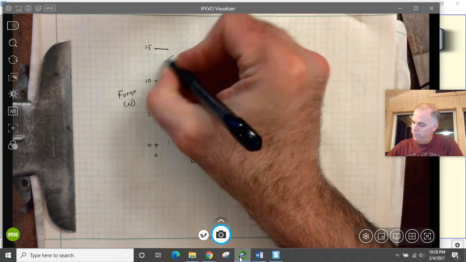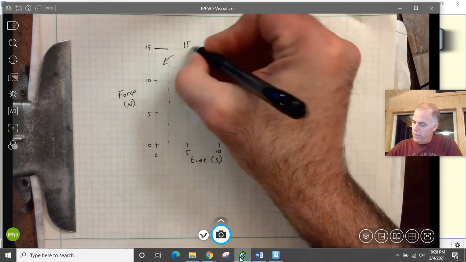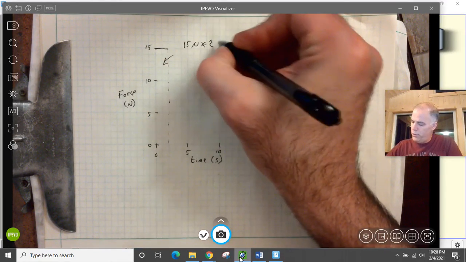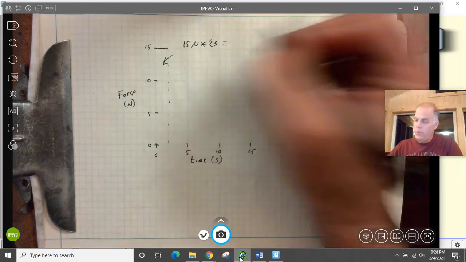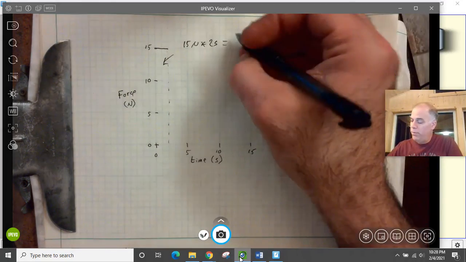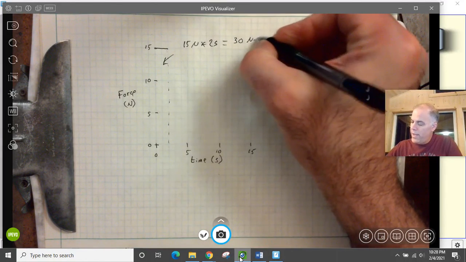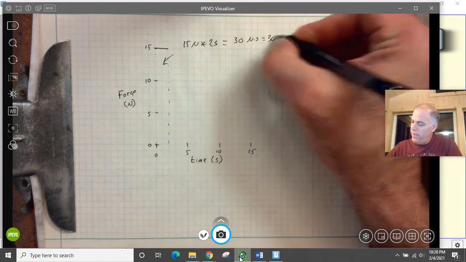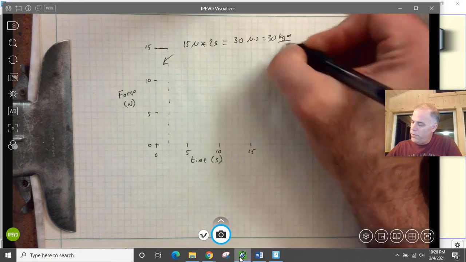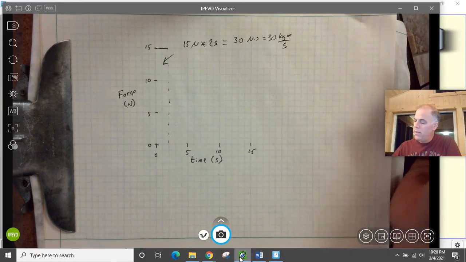So this is 15 newtons times 2 seconds. And if we do the math there, we can see that the impulse or the change in momentum is 30 Newton seconds, or 30 kilogram meters per second. They're the same thing.